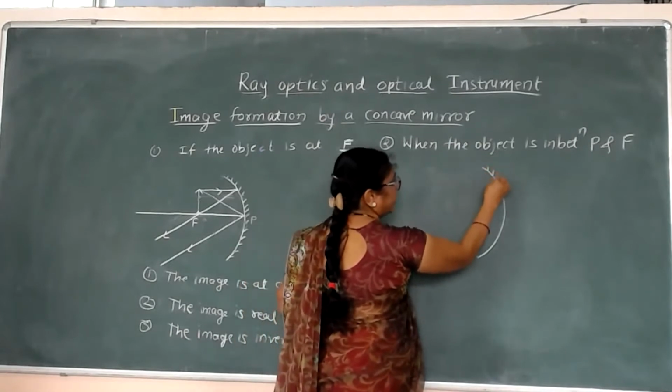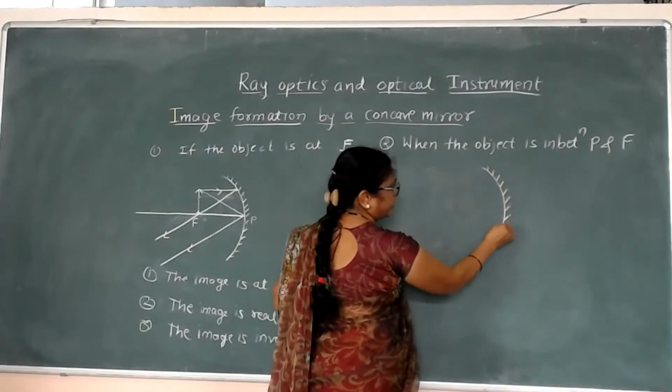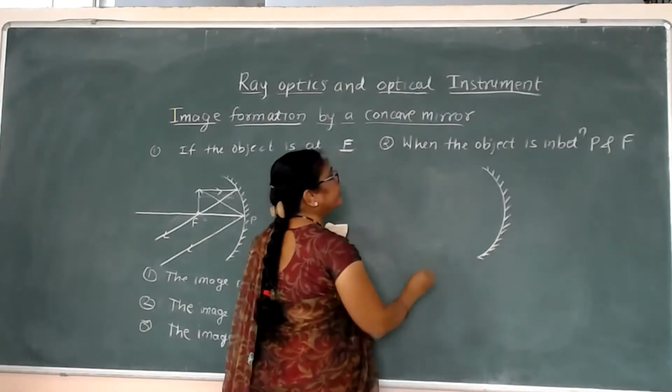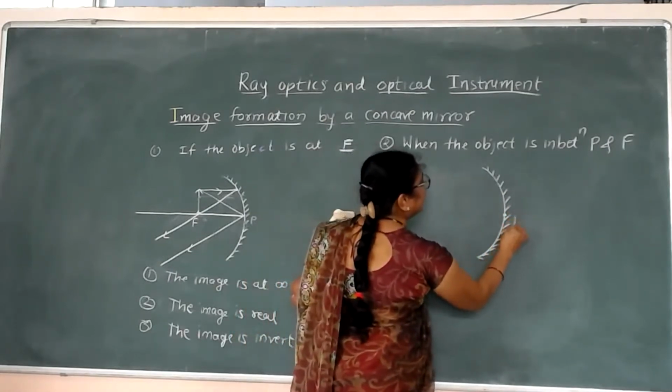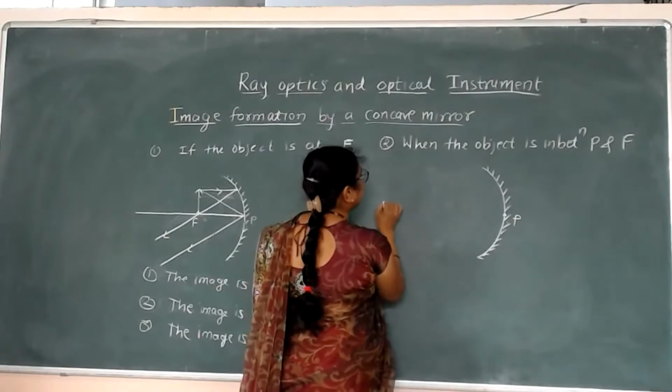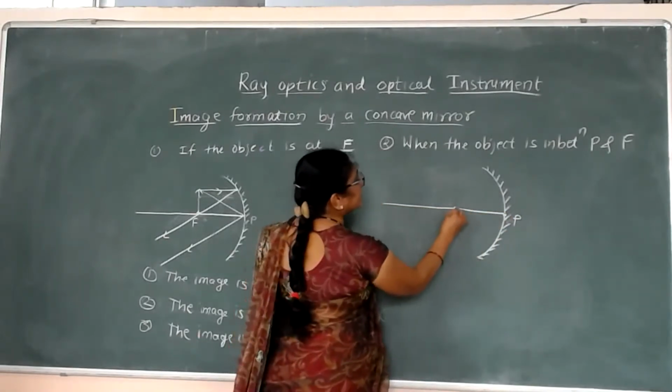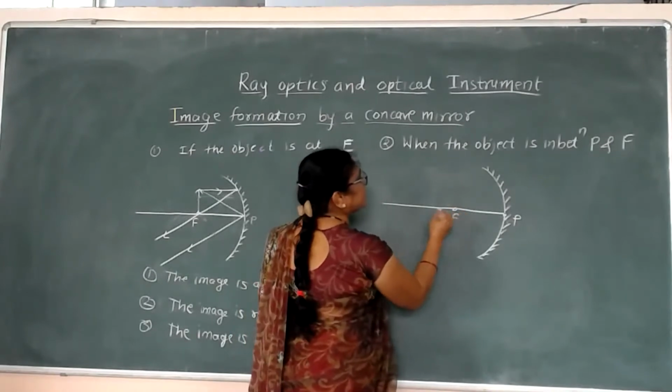Suppose this is a concave mirror. In the concave mirror, the polished surface is outside. Suppose this is the pole. Draw a straight line; that line is known as the principal axis. Suppose this is the principal focus.